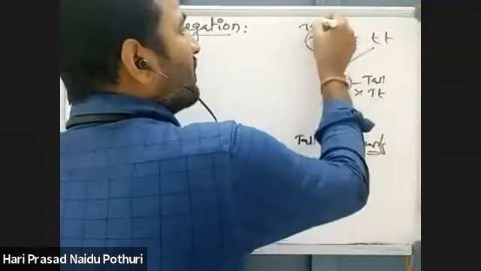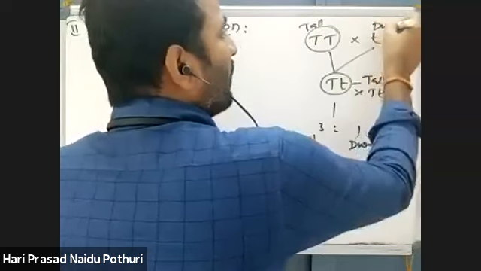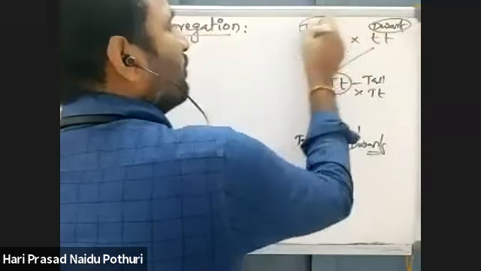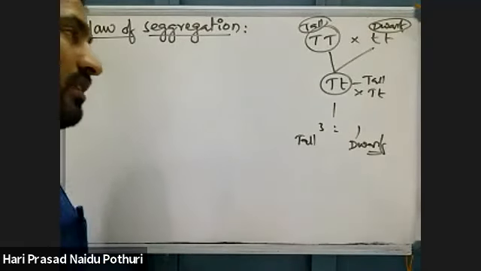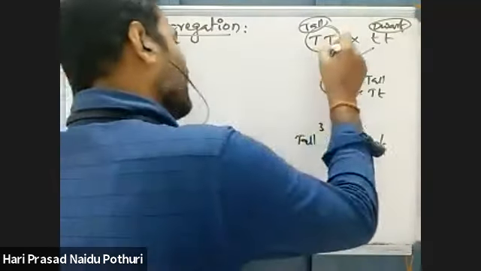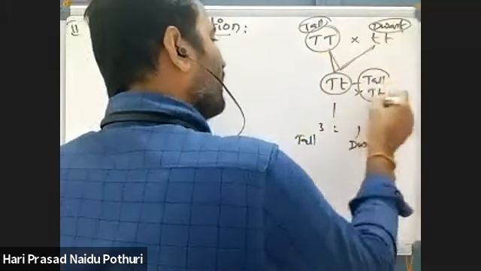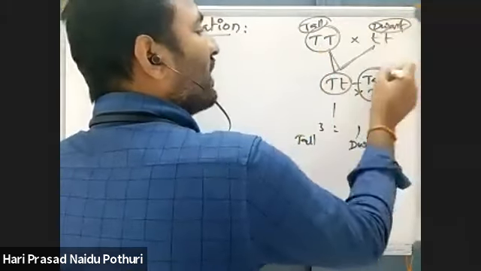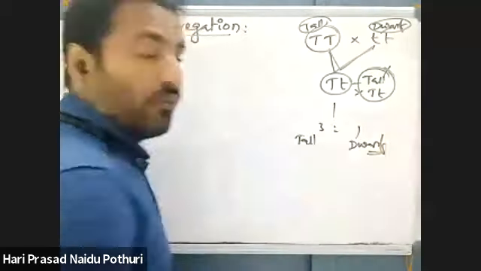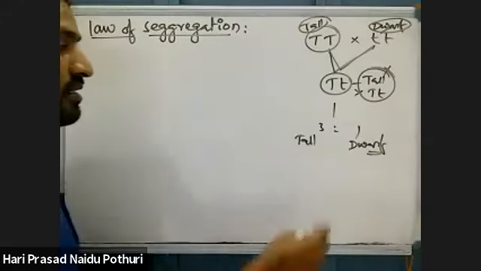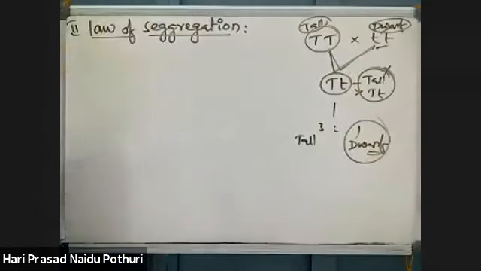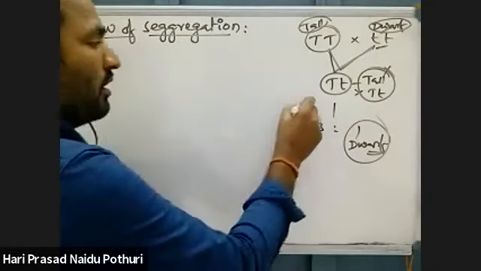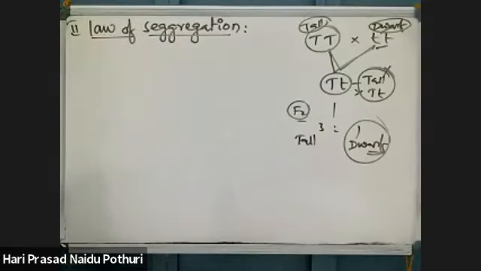Here, tall and dwarf are taken: two plants, two parents, one tall and another dwarf. When the two parents were crossed, only tall was formed. The dwarf character is not seen in the F1 generation, but the same dwarf character reappears in the F2 generation. Based on this only, this law of segregation is proposed.